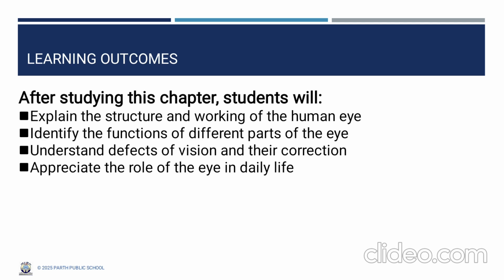After studying this chapter, the students will be able to explain the structure and working of the human eye. Students can identify the functions of different parts of the eye. Students will be able to understand the defects of vision and their correction. They will appreciate the role of the eye in daily life.